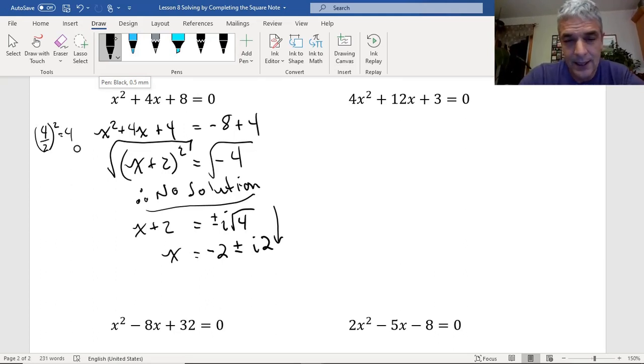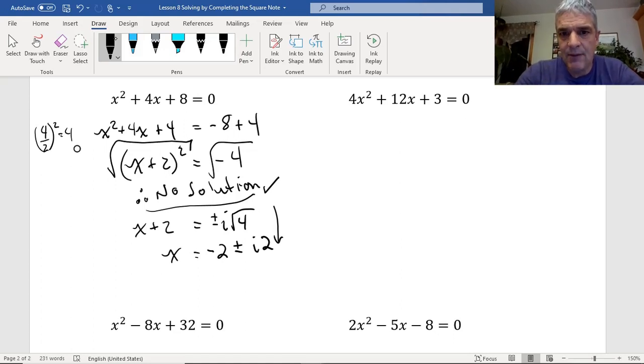It's a weird thing, but believe it or not, there are imaginary numbers, just like your imaginary friends from when you were a child. Okay. And I would say we're going to just end it here at no solution when we get a square root of a negative number. Okay. Let's move on to another one.